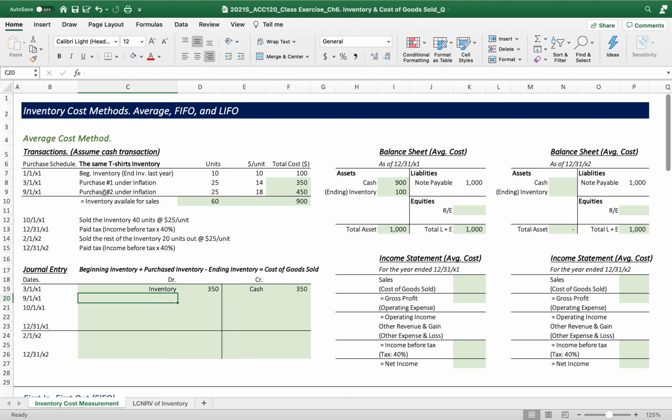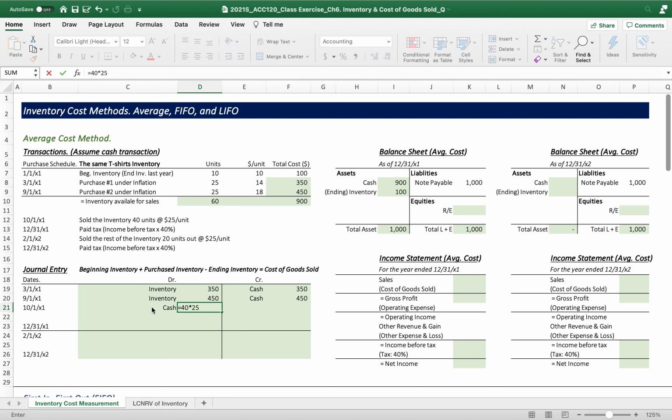Then we purchased inventory one more time, $450, and then cash out $450. So we purchased those inventories. And then we sold 40 units at $25 per unit. You remember how to record cash in. How much cash in? We sold 40 units times $25, so $1,000 should be the sales, right?